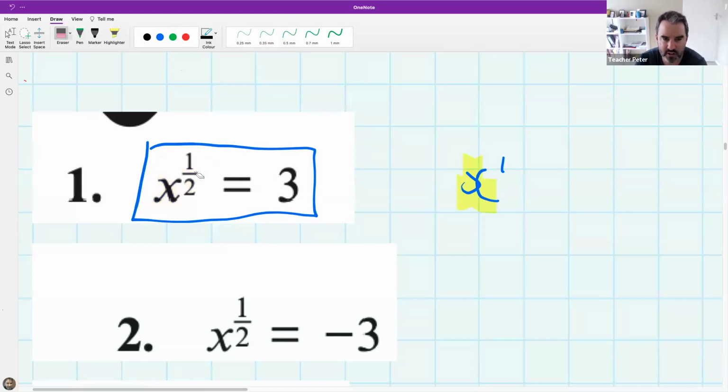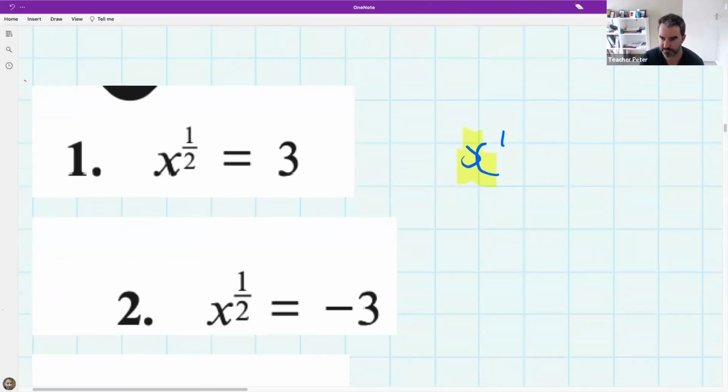So who has some ideas of how we can undo the power of a half, or get x to the power of a half to x to the power of 1, and then we have to do the same thing to this side so that we don't break the equation? Okay, Nicole, you're very close. Appreciate this.